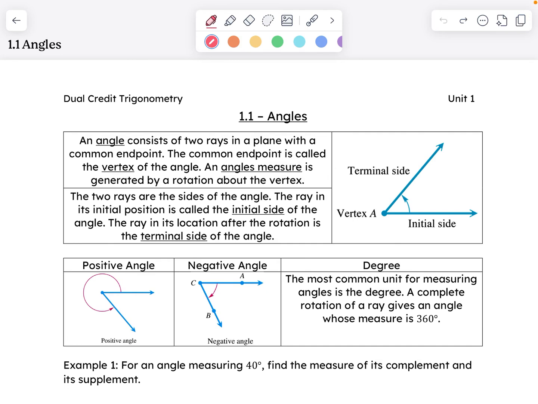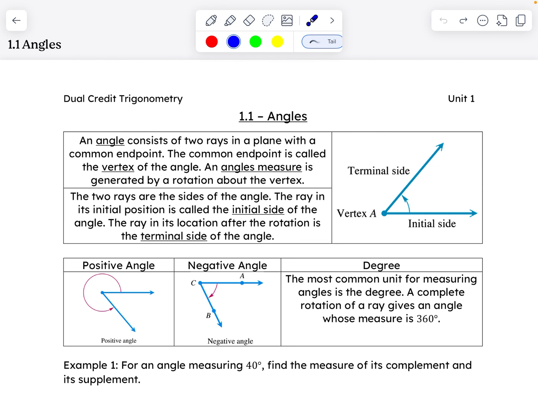Hey guys, today we're going to look at 1.1, which is going to talk about angles. We're going to review a little bit of things that you should remember from geometry, and then we're going to add on a few things that maybe are some new things that we're going to look at in our trig class. So the first thing to review is what is an angle?